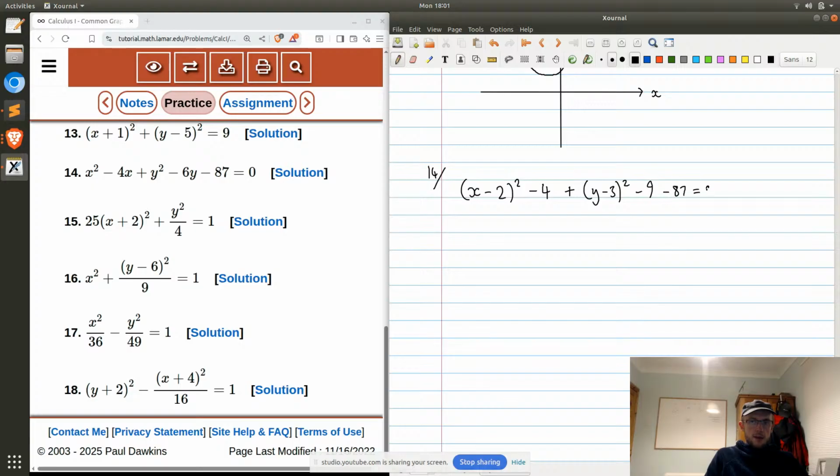And then we have this. So that'll bring 100 to the right-hand side. And so it's a circle with a center 2, 3 and radius 10. So it's massive.